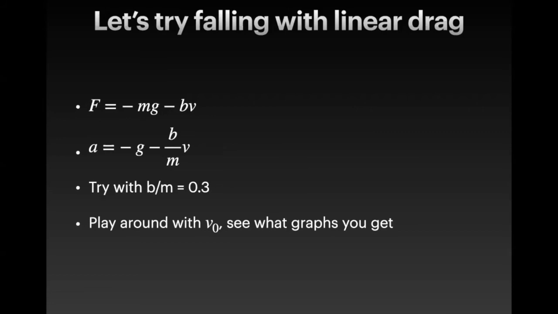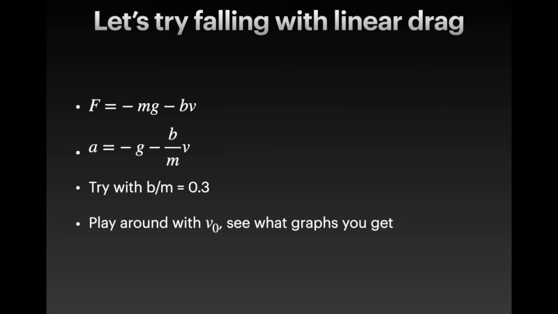And then if we calculate the acceleration, we just divide through by mass. And then we get that the acceleration is negative g. And now we're going to have also this negative b over m times velocity.